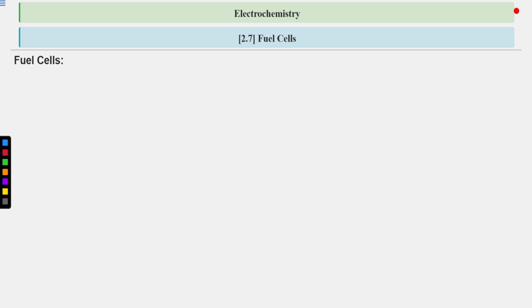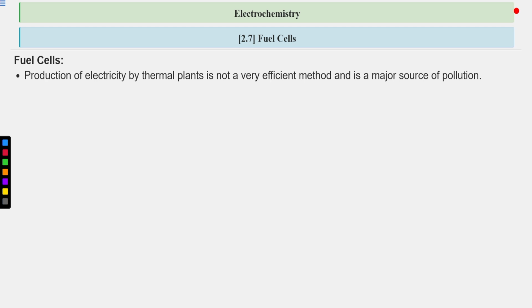Okay. So let's start our first topic, which is fuel cells, marked as the 2.7 subsection. The fuel cell is the first topic of today's lecture, and in this, production of electricity by the thermal plants is not a very efficient method and is a major source of pollution. So first of all, we are talking about the use of fuel cell.